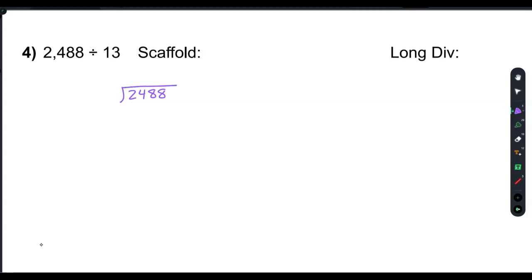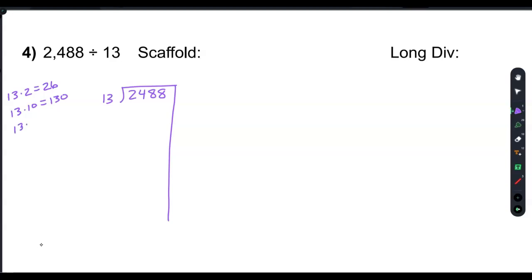2,488 divided by 13 using the scaffold method. 13 times 2 is 26. 13 times 10 is 130. I don't love either of those. I might see if I can play with this a little more.